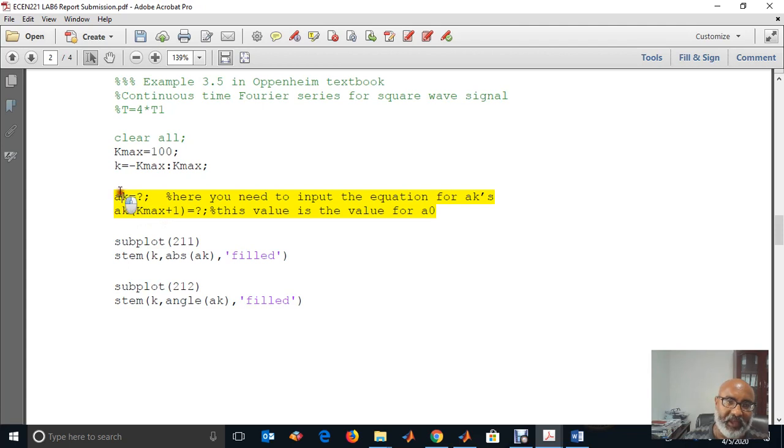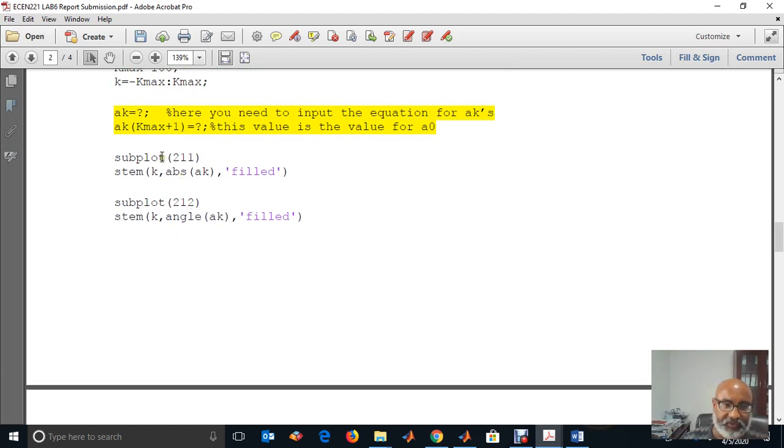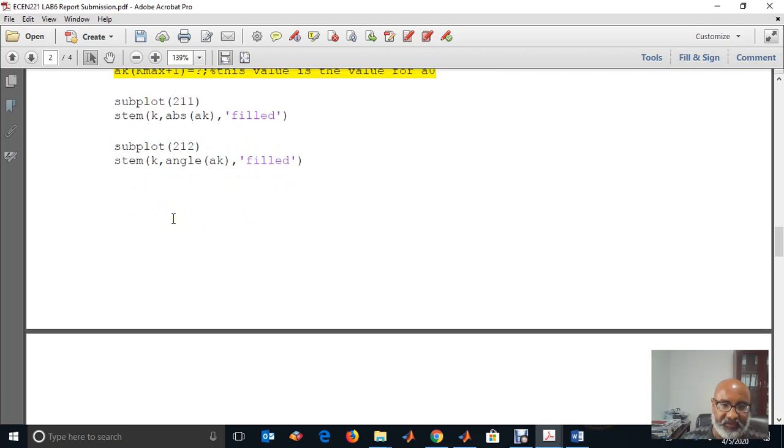If I use the AKs that I found from the calculation, I may encounter 0 over 0, which is undefined. For that case, that's why from the theoretical result you will find A0, and that value will be AK at K max plus 1, which will be A0 here. Then you use the subplot command. The first row will be the magnitude, and the second row will be the phase.